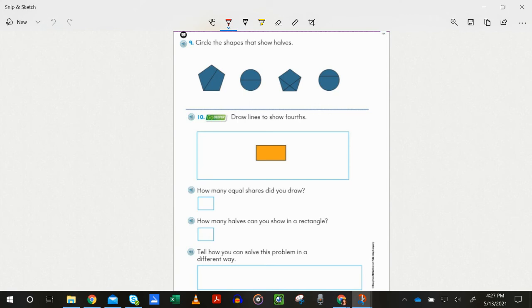Okay. Number 10, draw lines to show fourths. So cut that shape into fourths or 4 equal pieces. And it asks, how many equal shares did you draw? Write your number here in the box. But if we were to cut that shape in half instead of fourths, how many halves would we be able to show in the rectangle? Write the number here. This bottom one, we're not going to worry about.